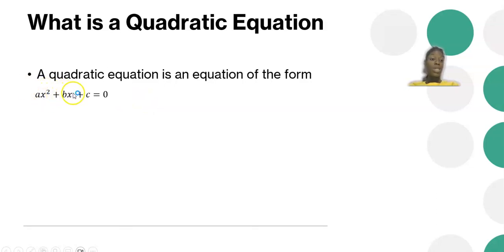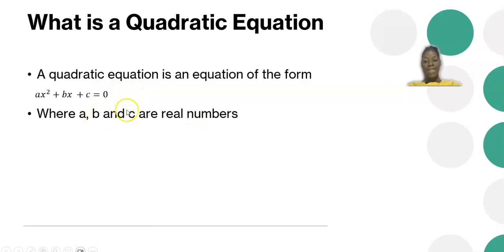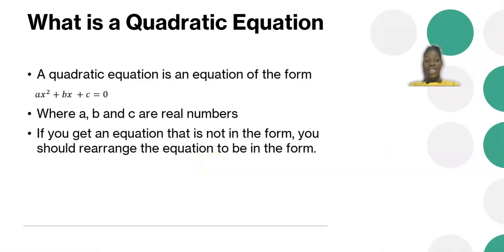And what makes it an equation? The fact that it is equal to something, in this case 0. So a, b, and c are real numbers, meaning if you are given a quadratic equation, you're not going to see ax squared, you're going to see 5x squared plus 3x minus 2. So actual numbers, right? And if you get an equation that is not in the form, then you should rearrange the equation to be in the form.